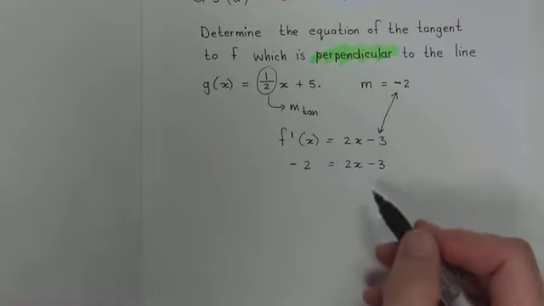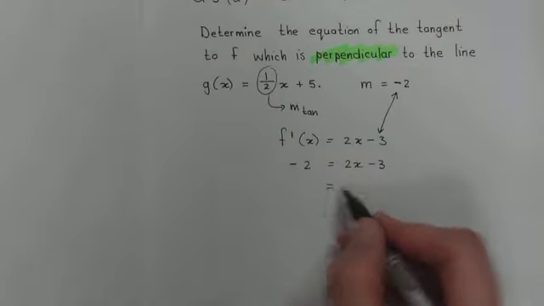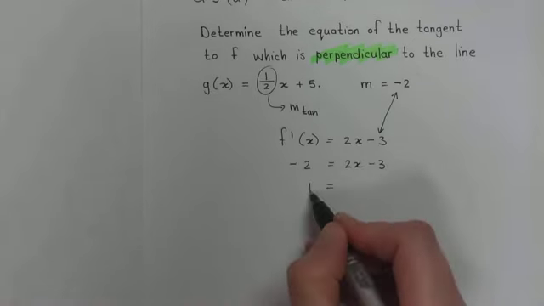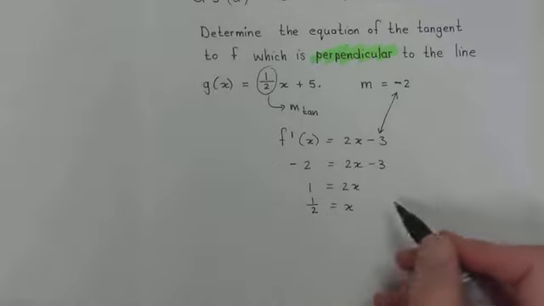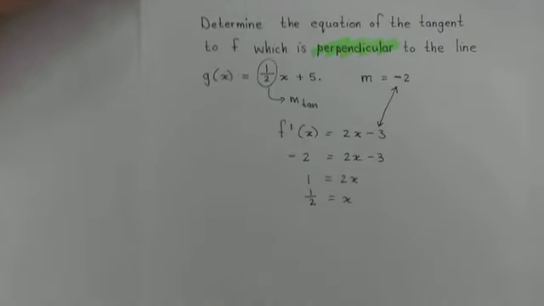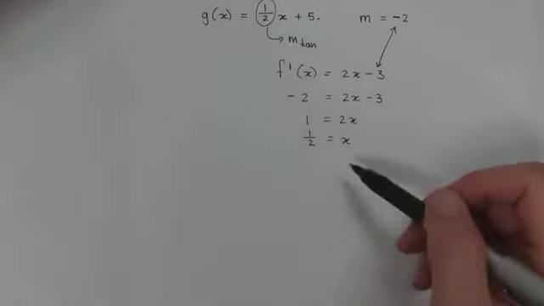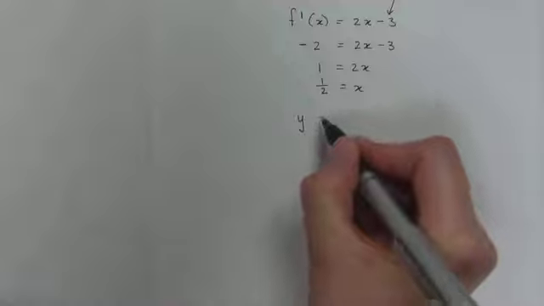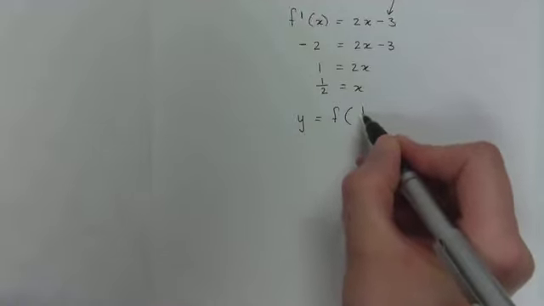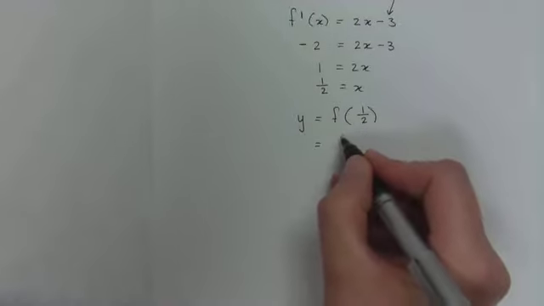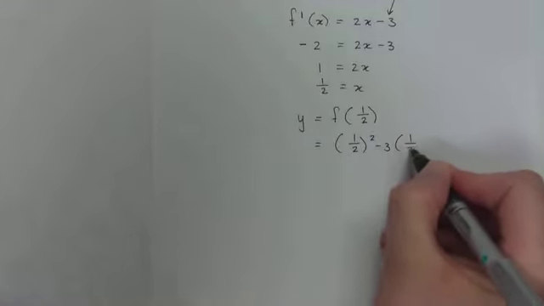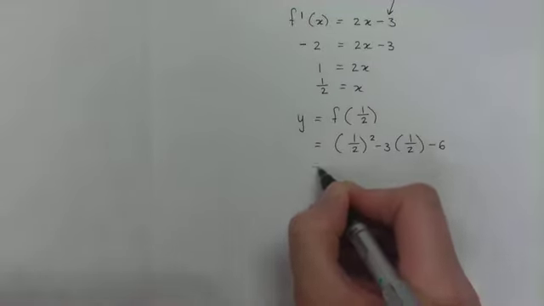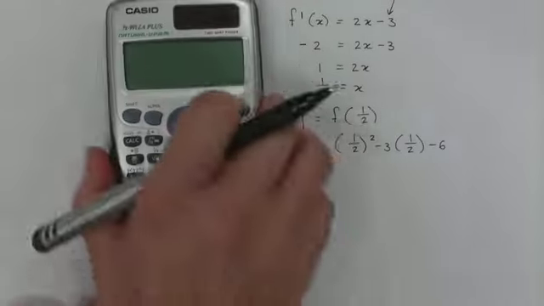That allows me to now solve for the point of contact. So minus 2 plus 3 is 1, which means x is equal to a half. That is the x coordinate of my point of contact. I'm going to sub this, careful, into the original equation to get the y coordinate. So the y coordinate is f of a half, which is equal to a half squared minus 3 times a half minus 6. And I'm going to be super lazy right now. I'm just going to let the calculator do the work.